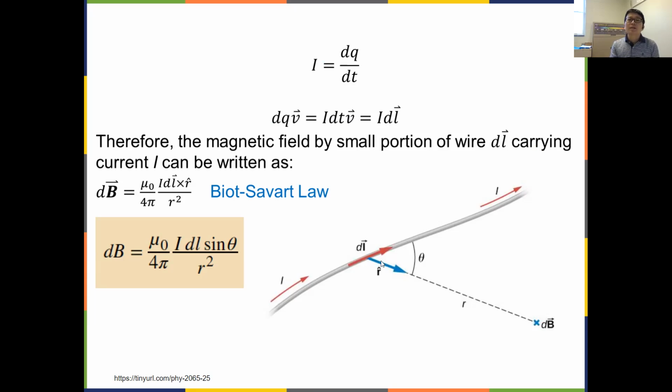Okay, so then plug this back into the Biot-Savart law, and you get the magnetic field produced by this small portion, dB, equal to mu naught over 4 pi I dl cross R over R square. For the magnitude, it's just mu naught I dl sine theta over R square over 4 pi. And you integrate through the whole wire, that will give you the overall magnetic field at this point of interest.